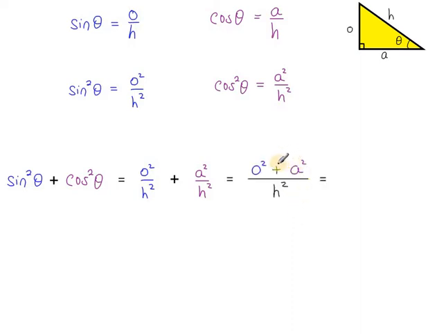From Pythagoras' theorem, o squared plus a squared is equal to h squared, so the numerator becomes h squared, and anything divided by itself is equal to 1. So we've shown that sine squared plus cos squared is equal to 1, so long as the angle here and here is the same, and this is true for any value of theta that we choose. So this is an identity.